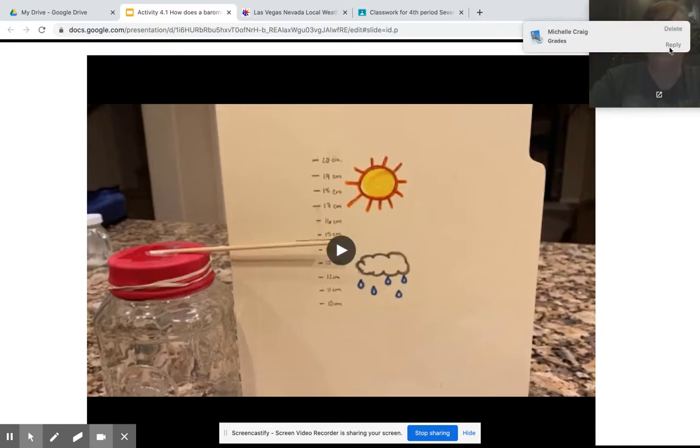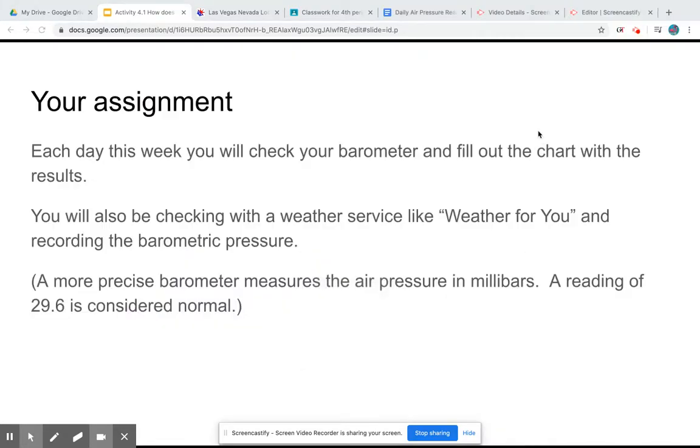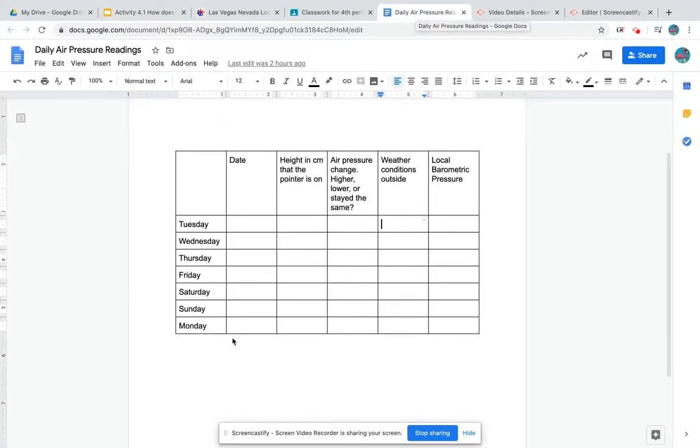Your assignment this week is to check your balloon barometer and fill out the chart that is in the classwork page with the results. So let's look at the chart. There's one for each day for the week. You're going to be doing it tomorrow all the way through next Monday, and then this will be due Monday night. You need to do this every day. Don't wait and try to fill it in later, because there are things that you need to do each day.